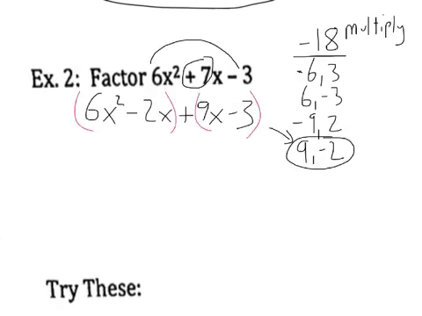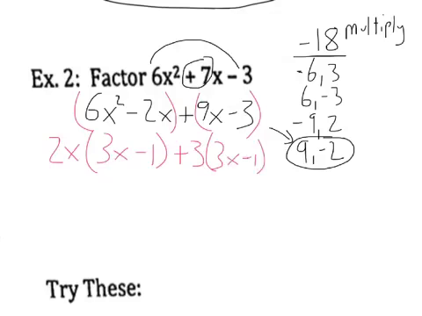Pull out a 2 and an x from group 1. And then I'm left with 3x minus, well, 2 divided by 2 is 1. Plus pull a 3 out of the second group. And I'm left with 3x minus 1. So my final answer, I'm going to have 3x minus 1 in one set and 2x plus 3 in the other set.